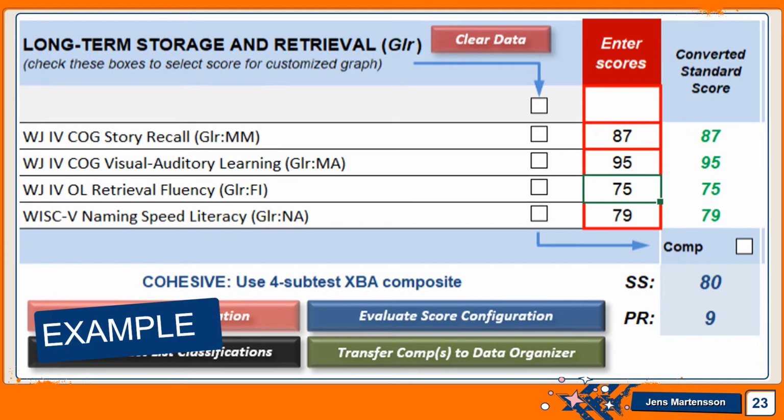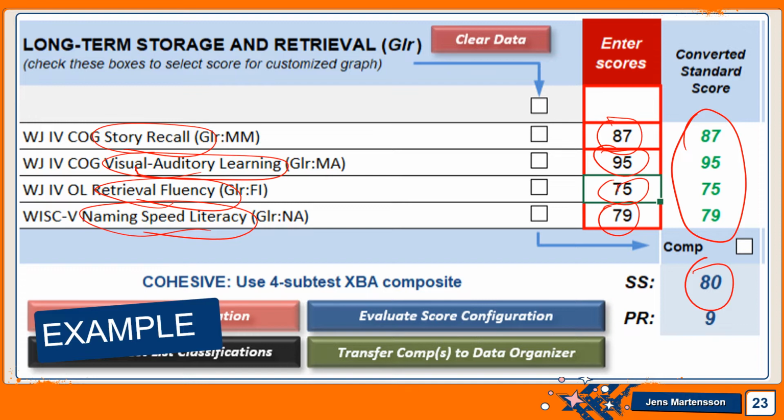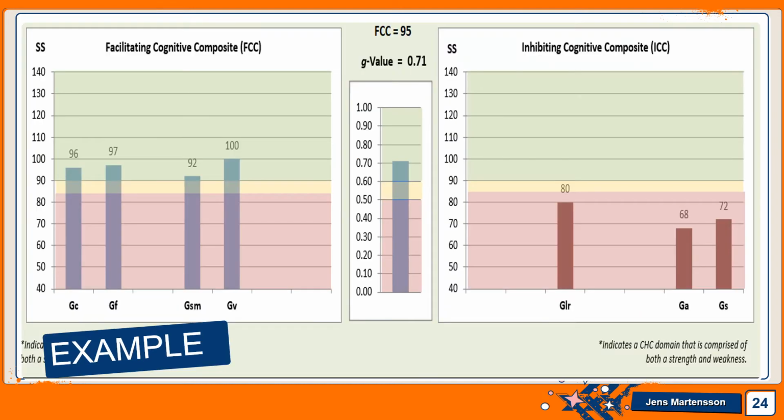So then I took those four scores and I put them here. Here's your story recall and visual auditory learning, right here, and the retrieval fluency and naming speed literacy right here. It gave me an 80, and they were all cohesive. Yay! I was excited. I didn't have to do any further testing. That would be the ideal situation. And here you go, you can call GLR a deficit if you so choose. That gave me a facilitating composite of 95. It gave me an overall average ability. I called GLR a deficit in this case.